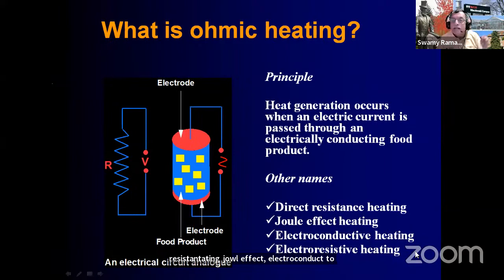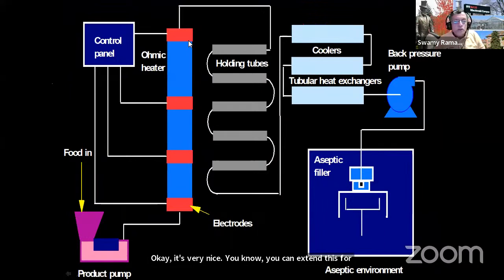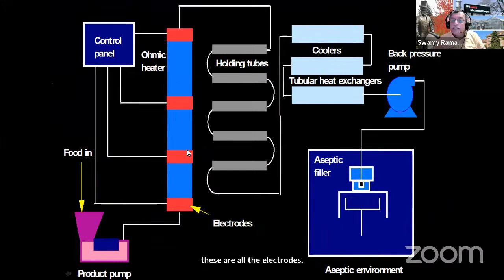It's very nice. You can extend this for aseptic processing, like what I mentioned before, the conventional heat exchanger. You can replace that with an ohmic heat exchanger. These are all the electrodes. So the food gets heated up between these two, and then it moves up between these two and moves up between these two. By the time it goes from here to there, in seconds, the temperature goes up from 10 degrees to 135 degrees. Very rapidly. Then they go through a set of holding tubes to keep them at that temperature for prescribed periods of time, so that the particles get sterilized. Then they go through a cooler and then a holding tank and finally filling into aseptic filling units. So it works very well.